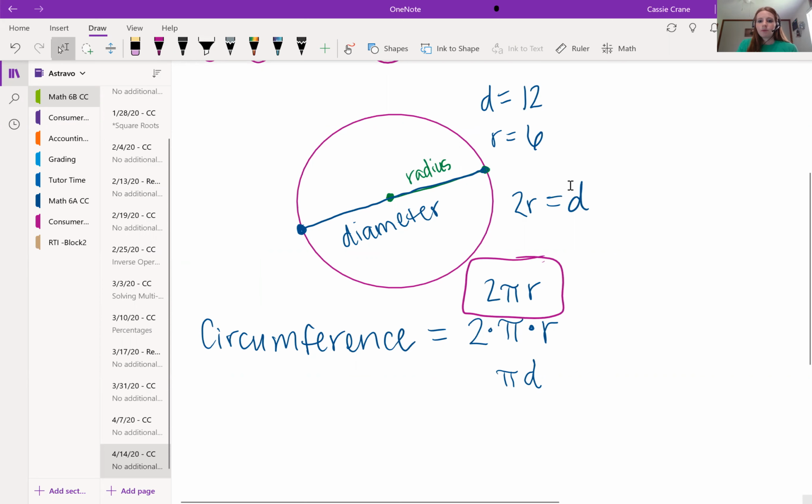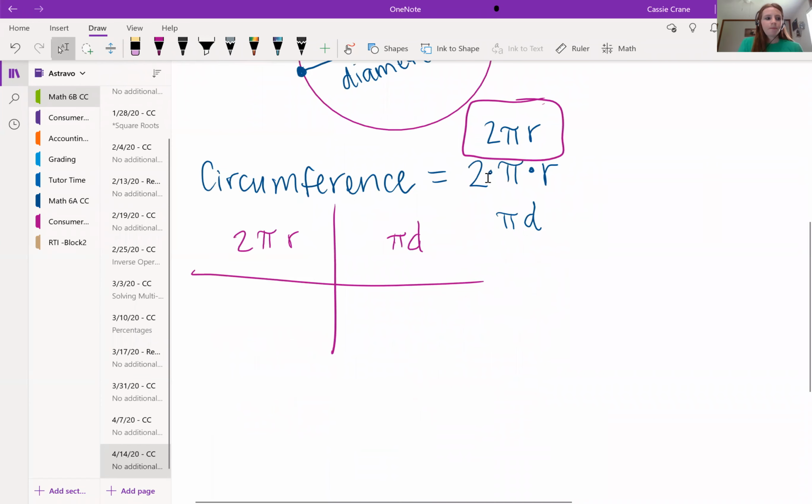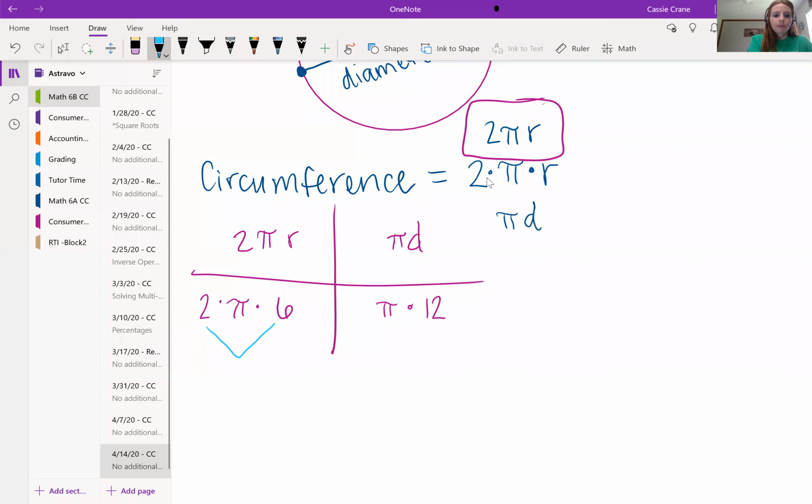Okay, so let's use that first example where I said the diameter was 12 and the radius was 6. If we plug it in either way, let's do 2 pi r here and pi times diameter here. So we have 2 times pi times the radius, which we said was 6 earlier because the diameter was 12. And over here, pi times diameter is pi times 12. So let's simplify the first one. We can't multiply 2 times pi if we're leaving it in terms of pi, if we're not plugging in 3.14, but we can multiply 2 times 6, which we know is 12, and then we can bring the pi back down, 12 pi. Isn't that the same thing as the 12 pi here?